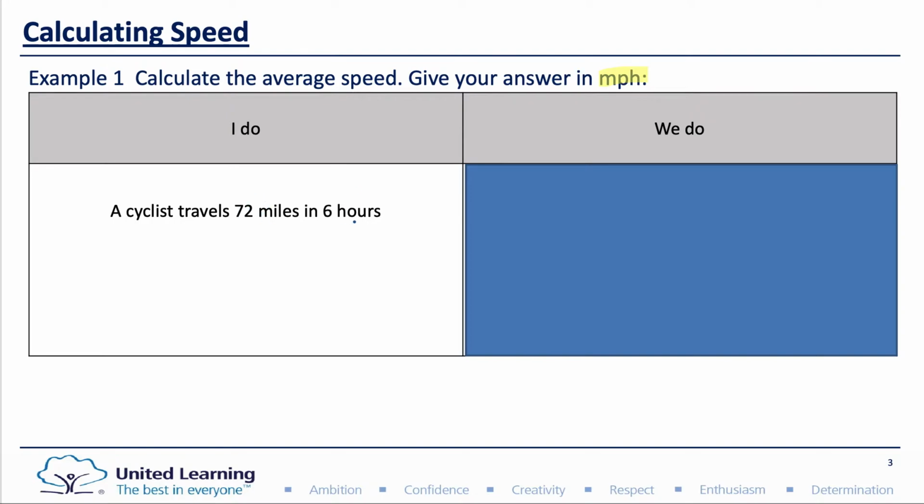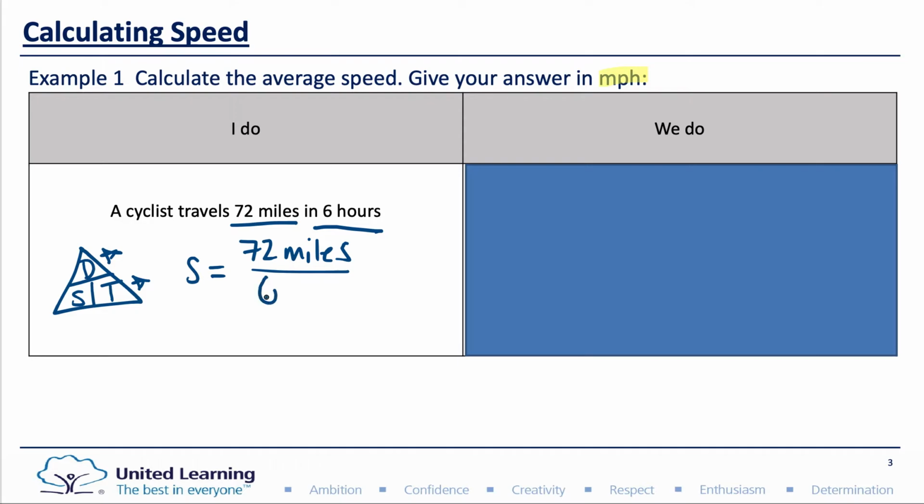Notice we have miles here and we have hours, so we can actually go ahead and calculate. Going back to that triangle, I know that speed is distance divided by time. So therefore, I can actually see that I'm going to have to do distance, which would be this, divided by time, which would be this information. So let's go ahead and do that. So speed equals 72 miles divided by 6 hours.